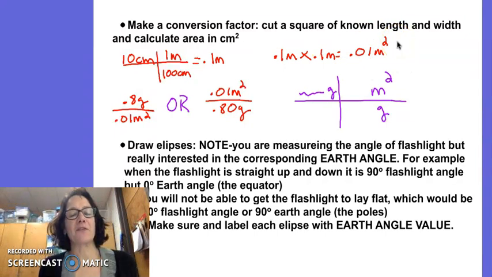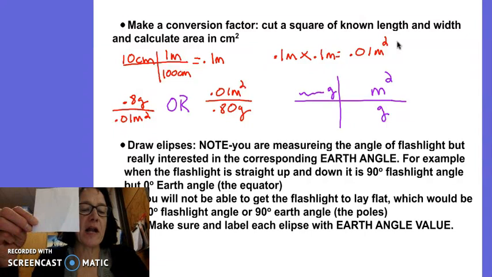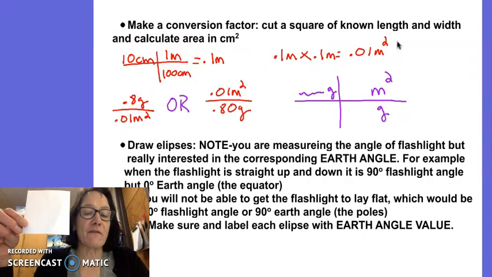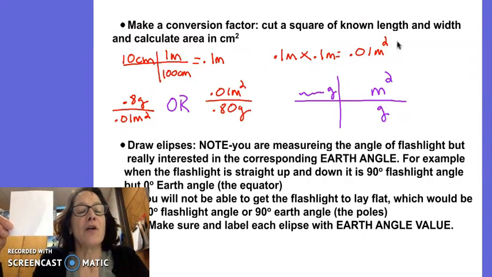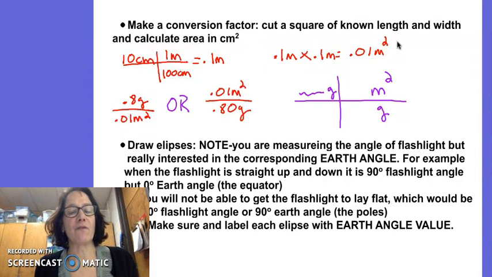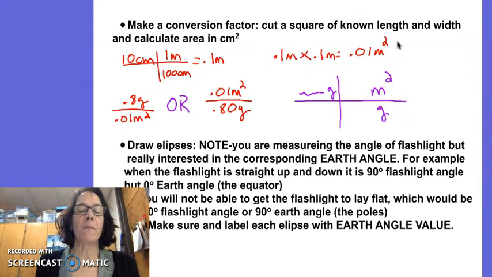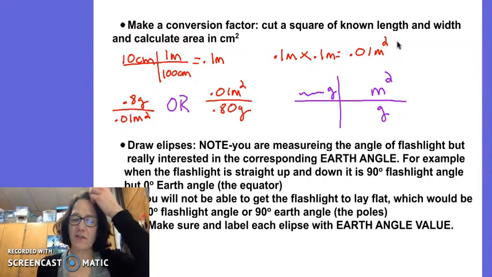If I mass that piece of paper and find that it weighs 0.8 grams, I can write that conversion factor in two different ways: 0.8 grams over 0.01 meters squared, or I can flip it and have a true and accurate conversion factor. I decide which of those I'm going to use depending on what unit I'm starting with and what unit I'm going to. We'll come back to that in just a minute.